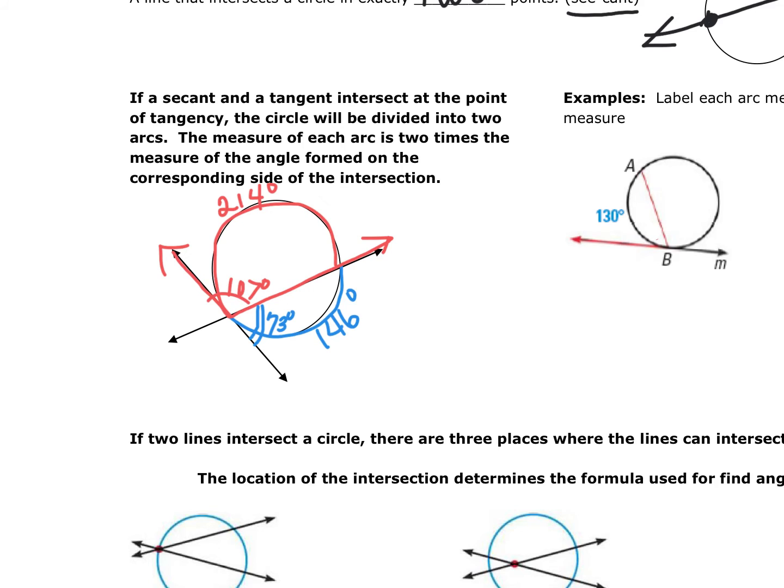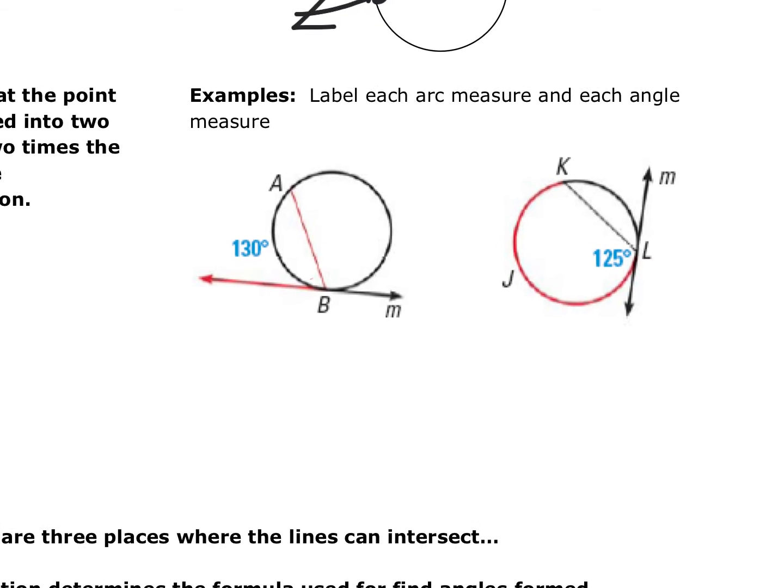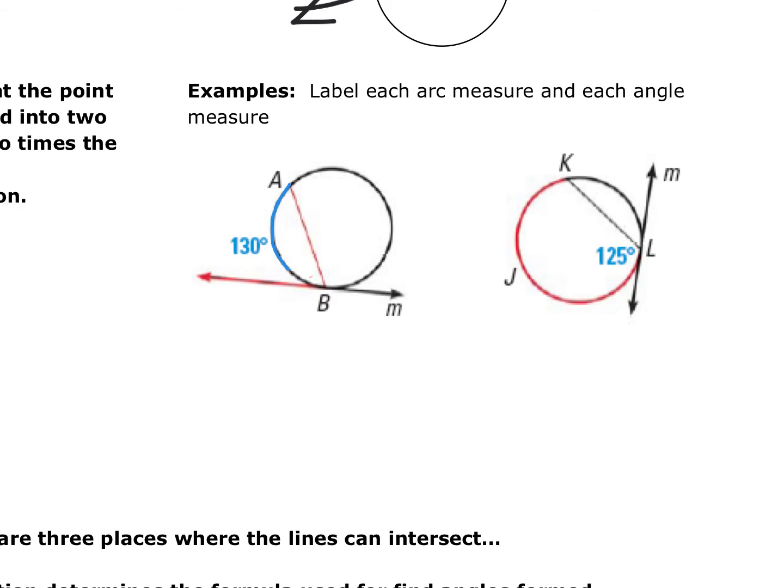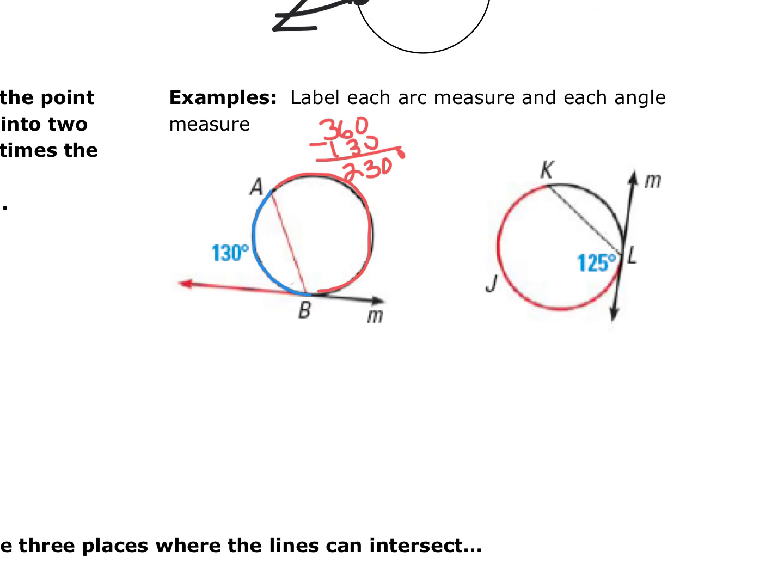All right, so for example, we're going to label each arc measure and each angle measure. So this arc right here is 130. And I know that I can get the other arc because the whole circle is 360 degrees. I just have to take 360 and subtract the 130 to get the other arc, which is 230 degrees. Okay, now to find the angle measures, this angle here, and again its vertex is on the circle, it is half of the arc that it intercepts. So this one is half of 130, which is 65 degrees. And the other one is half of 230 degrees, so that would make it 115.